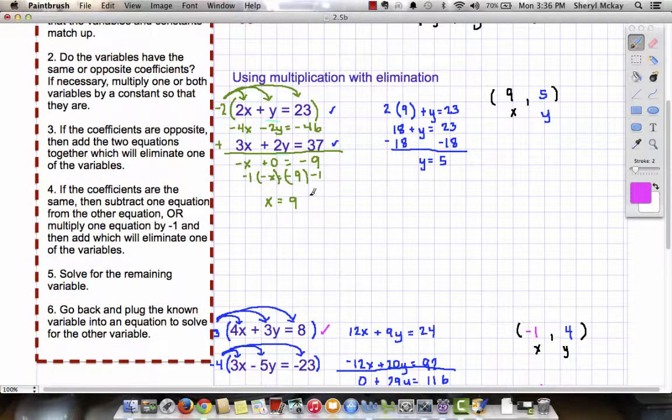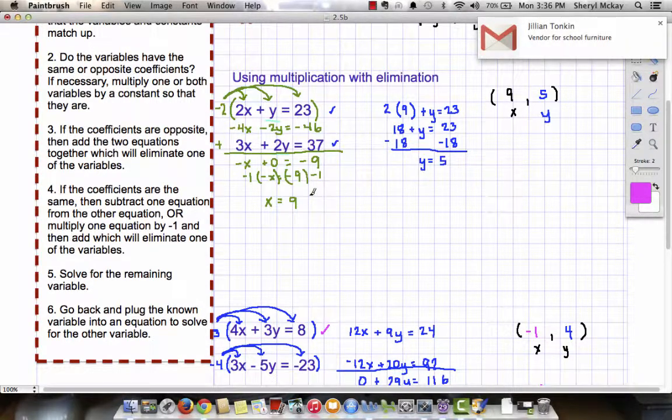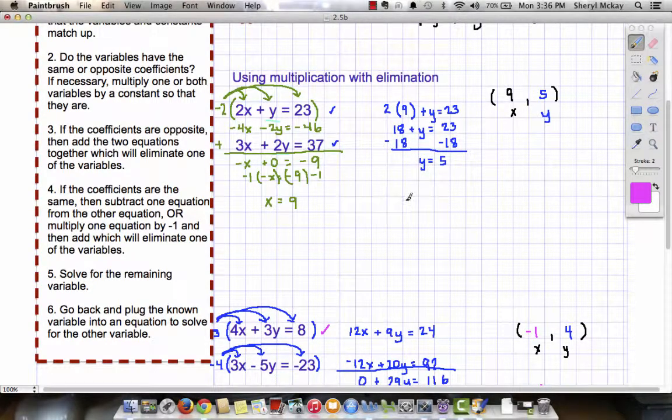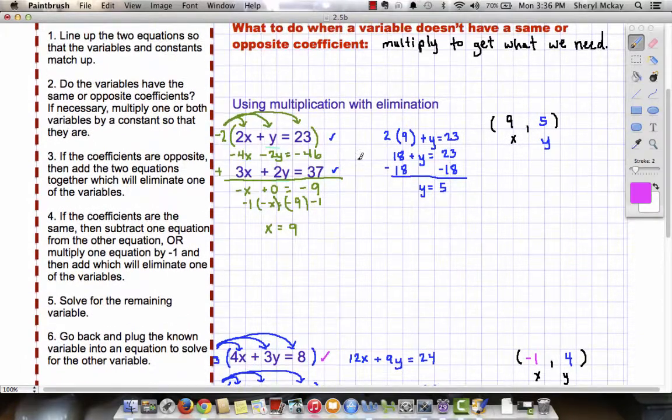Sometimes you're going to have to move things around, just really kind of manipulate your equations a little bit so that you can get either your x's the same or your y's the same. So, your x's opposites or your y's opposites, so that you can eliminate one variable or the other. Sometimes all you have to do is multiply one of the equations by something and you'll be able to get that variable, the coefficient, the opposite of the other one. And then that's pretty quick and easy.